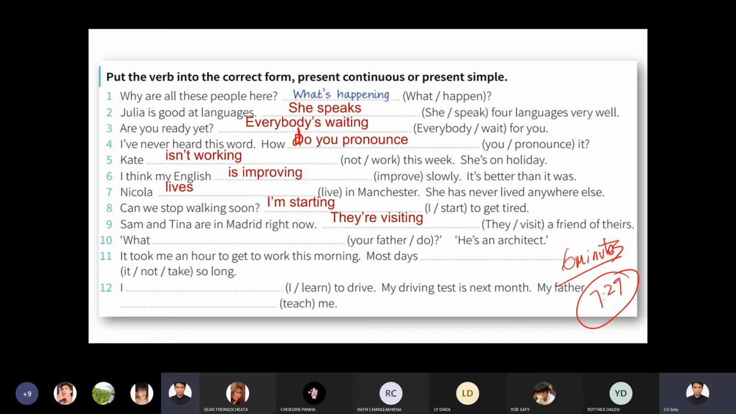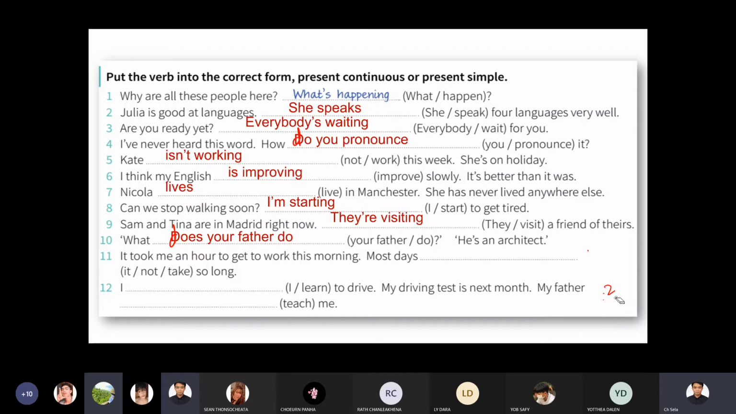Number 10, Bonheng, sorry. Hello, sir. What is your father do? We don't have that form in English. Only what is your father doing and what does your father do? So which one? What does your father do? He's an architect, all right? Yes, sir. Okay, this one, small d. Thank you very much.